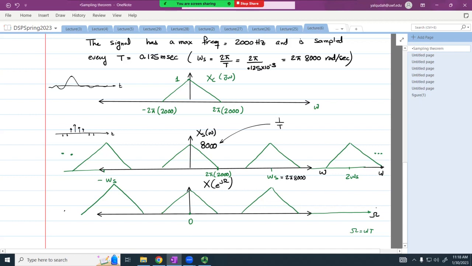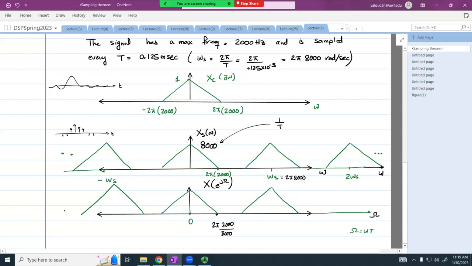Now here, this axis is w. The new axis for the discrete time Fourier transform is omega. And this omega is equal to w multiplied by t. So I'm going to take each one of these labels here, and I'm going to multiply it by t. So what is this point going to equal to? 2 pi. Originally it was multiplied by 2,000, but now I have to multiply by t. And what is t equal to? 0.125 millisecond, or 1 over 8,000. So this is going to be over 8,000.